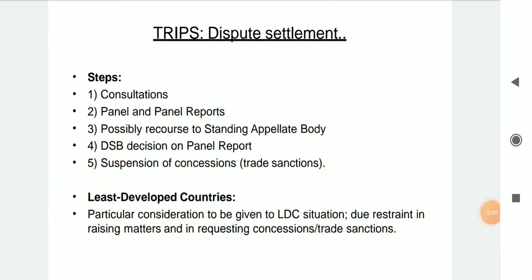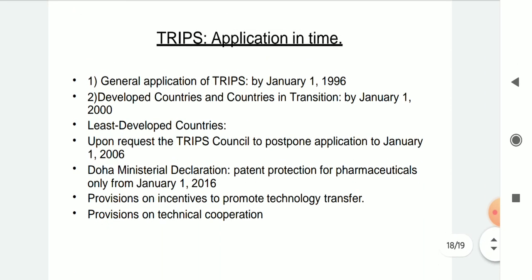The TRIPS dispute settlement steps: consultation, panel and panel reports, possible recourse to the standing Appellate Body, DSB decision on the panel report, suspension of concessions, trade sanctions. Least developed countries, that is LDCs, and TRIPS application in time. General application of TRIPS by January 1, 1996; developed countries and countries in transition by January 2000. The least developed countries are LDCs. Upon request, the TRIPS Council may postpone application to January 1, 2006. The Doha Ministerial Declaration, then provisions on incentives to promote technology transfer, and provisions on technical cooperation.